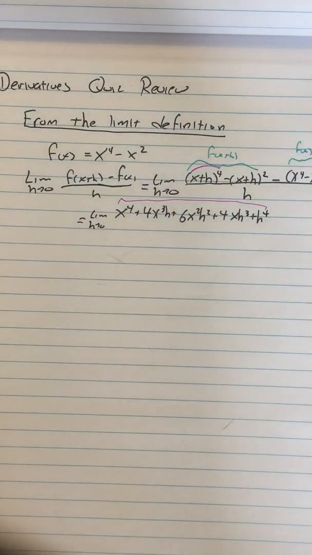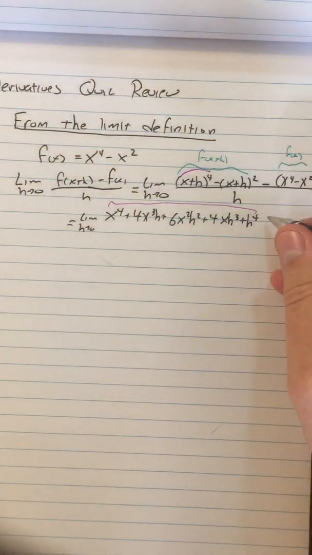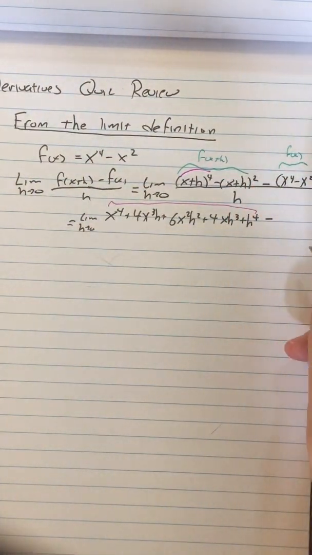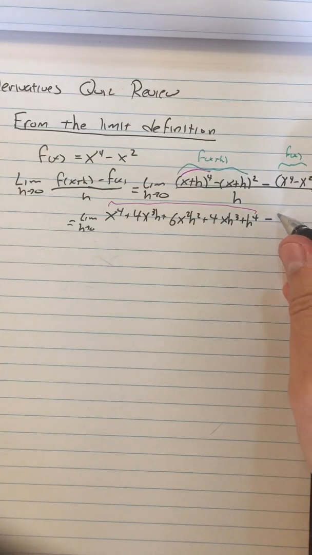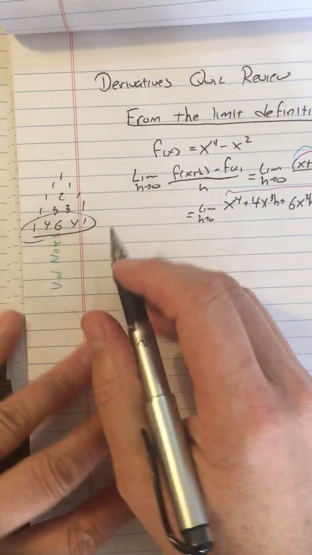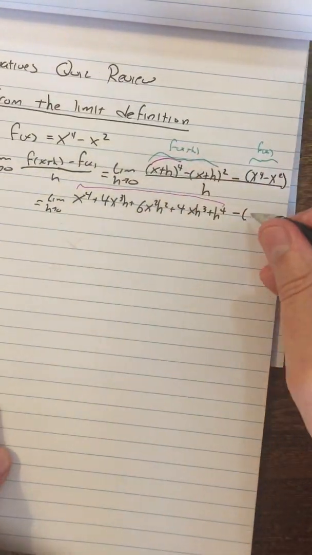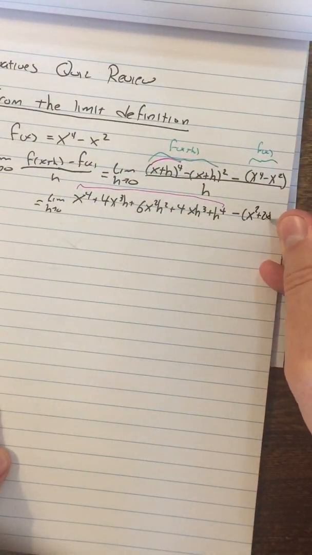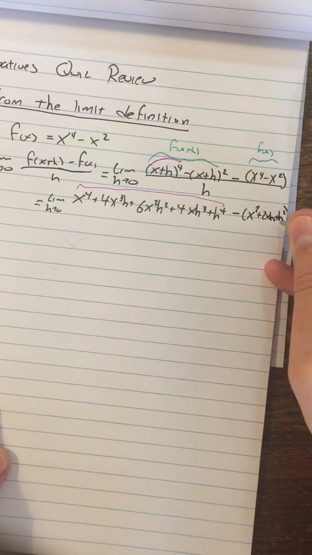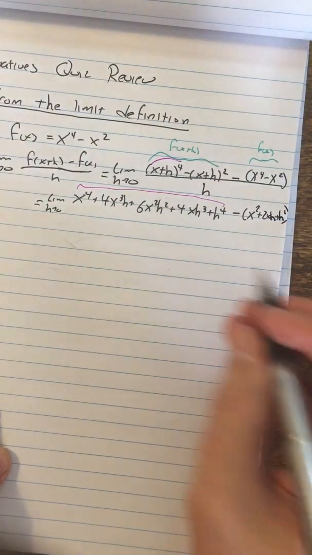And then I have to have minus the x plus h squared, so that means that's going to have to go in parentheses. And then when I expand that, I can also use Pascal's triangle 1, 2, 1. But you can also just say, oh, I know how to do x plus h squared. It's x squared plus 2xh plus h squared. Oh my goodness, I've run to the end of the page. What am I going to do?